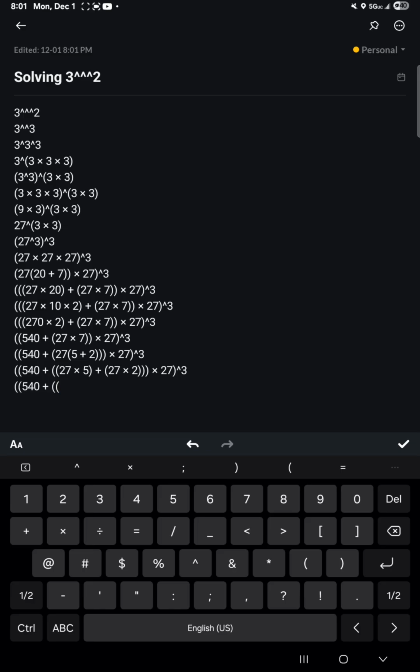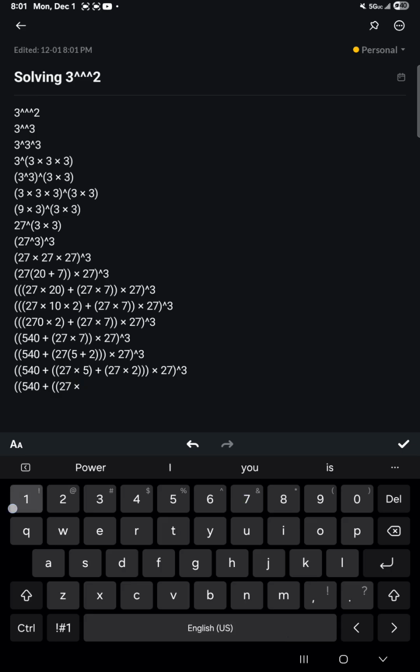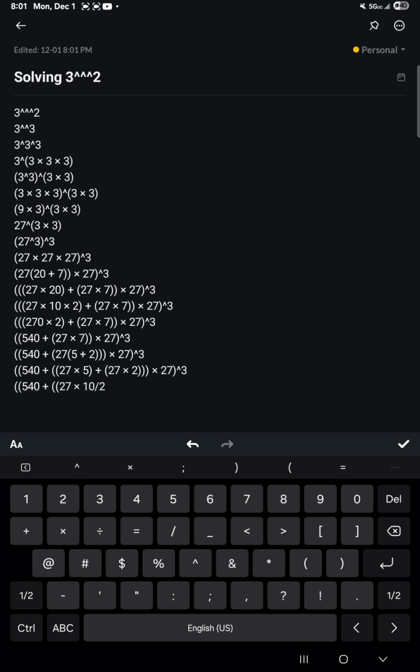Well, I might tell you. You want to know what I thought about 5? I thought that 5 was just 1/2 of 10. And I was actually right. So I rewrote 5 as 10/2. So I rewrote 27 times 5 as 270 divided by 2. Because 5 is just 10/2.